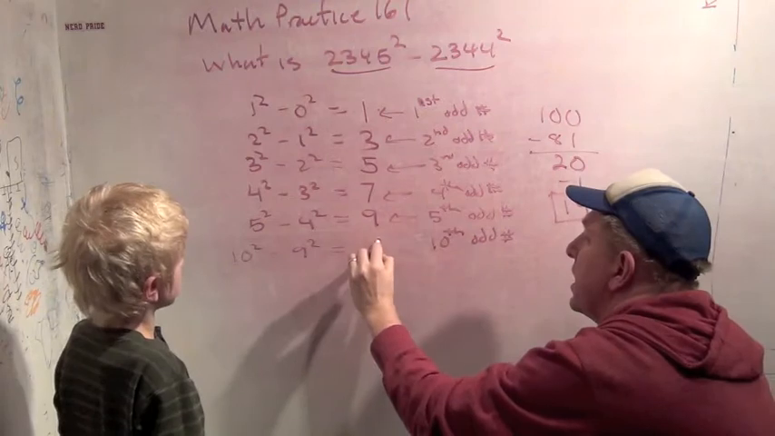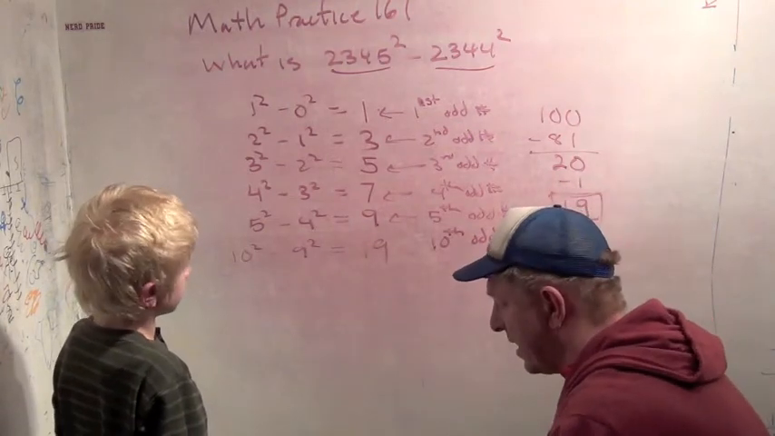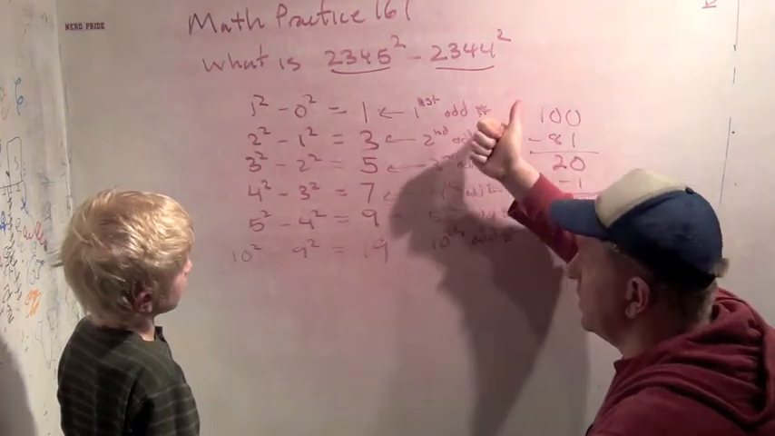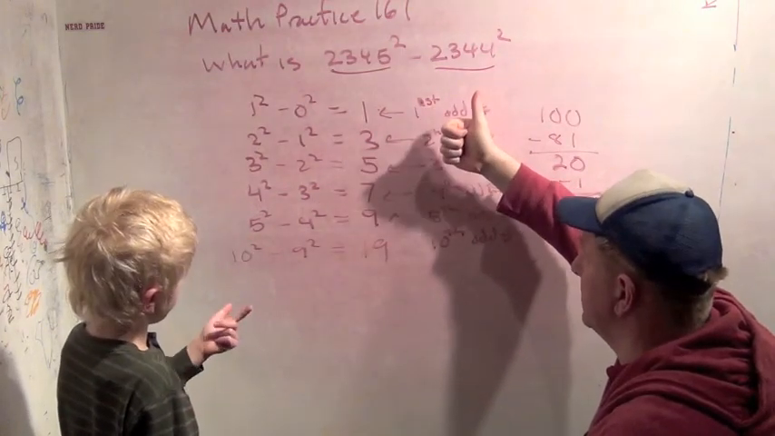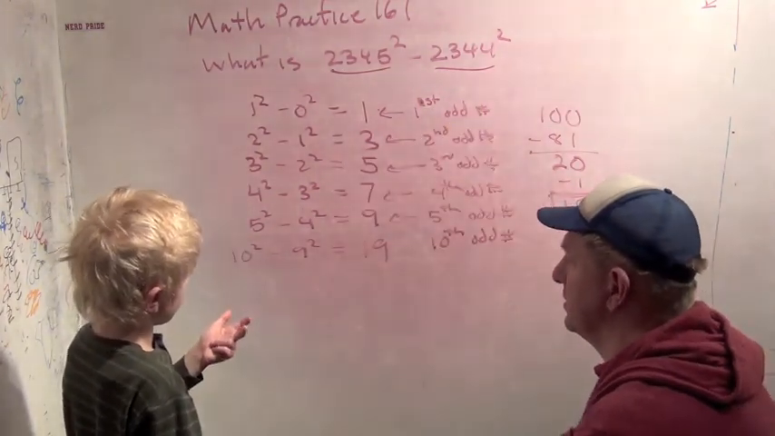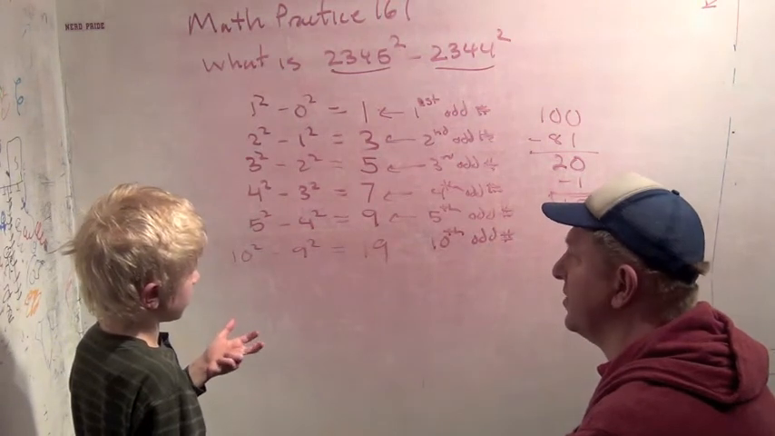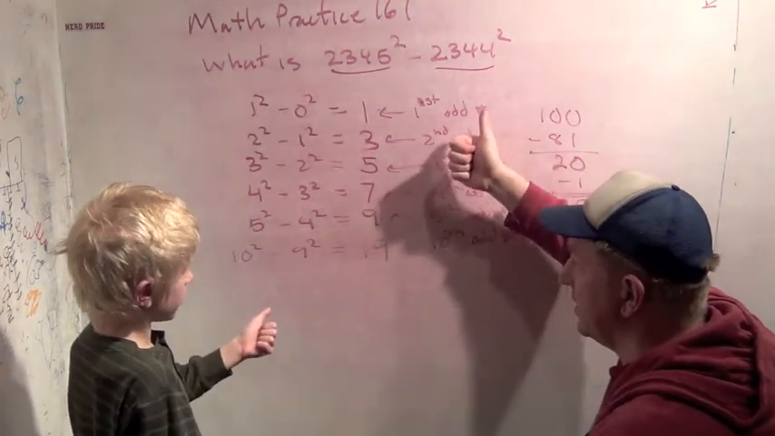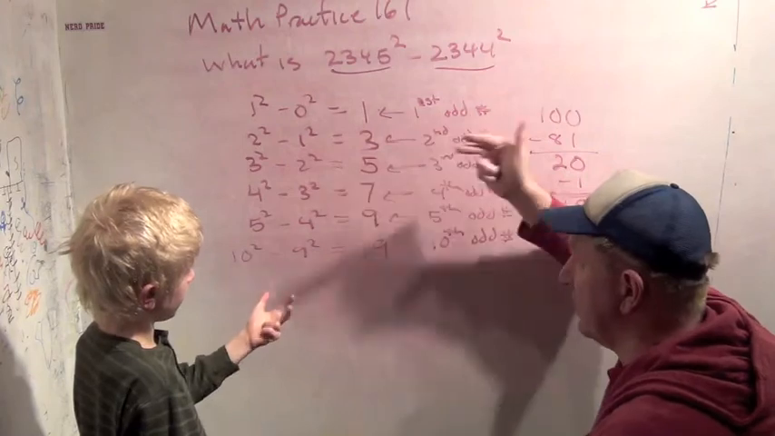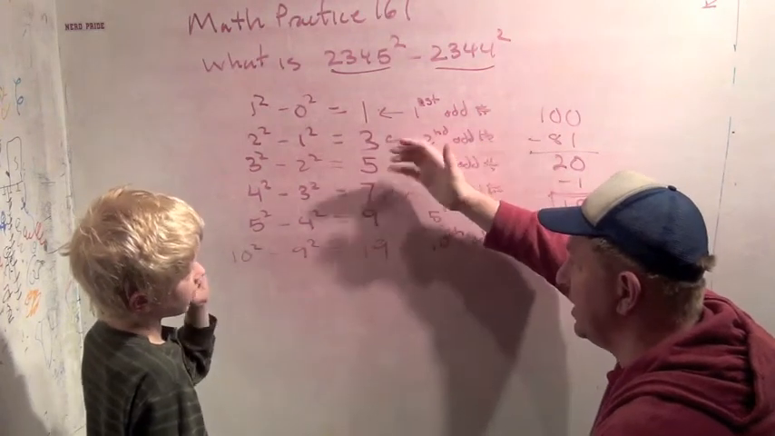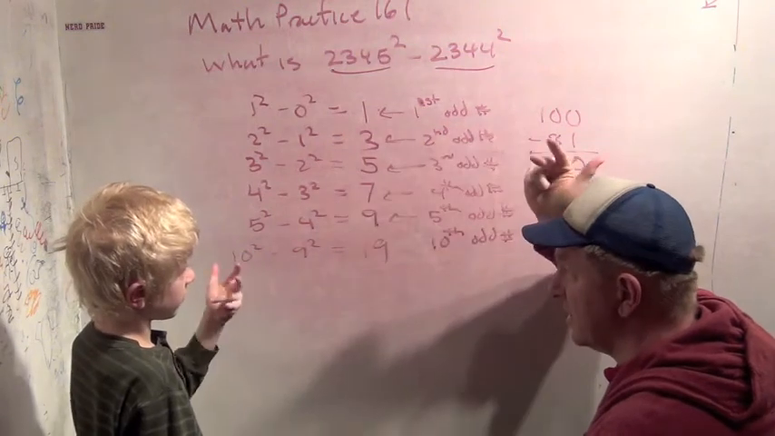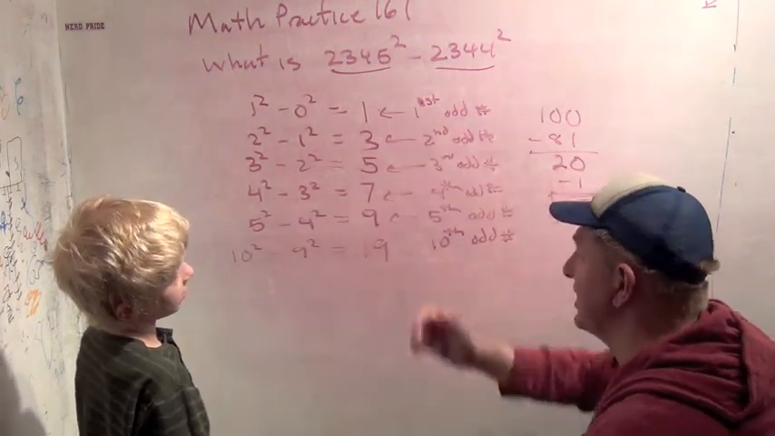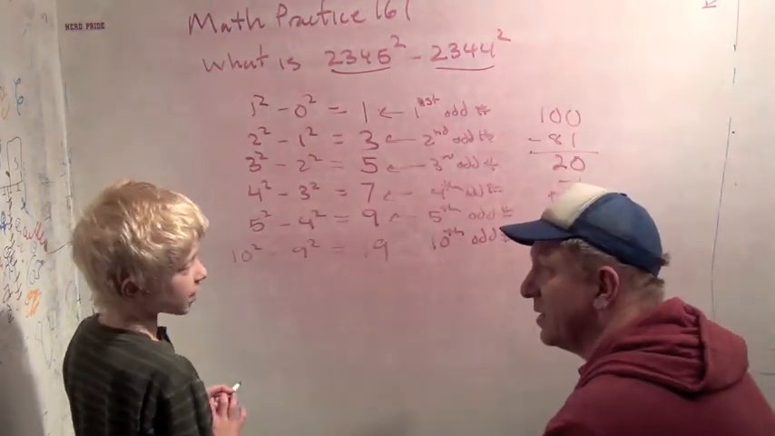Now let's see if 19 is the tenth odd number. You ready? 1, 3, 5, 7, 9, 11, 13, 15, 17, 19. 19 is the tenth odd number.